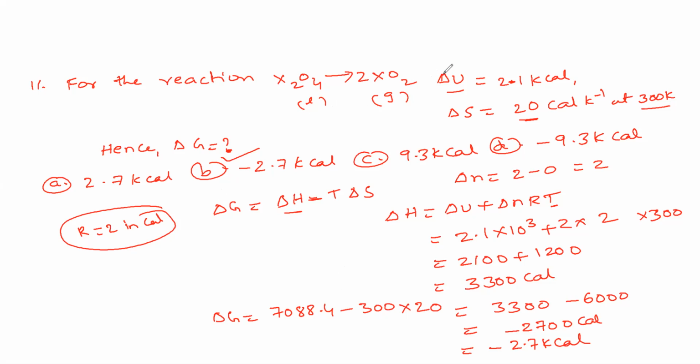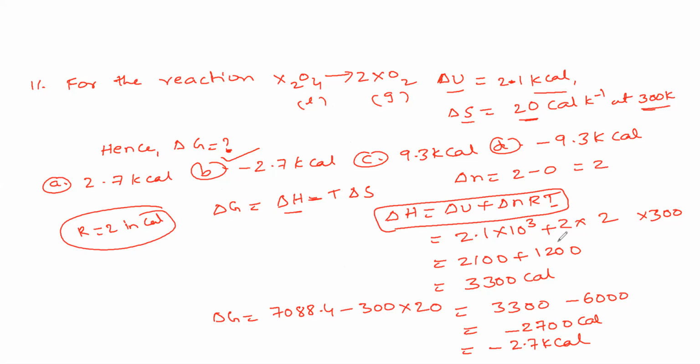Since they have given delta U, we need to find delta S, and they have given delta U and delta S and 300 kelvins. So straight away we can find delta H by using the formula delta H is equal to delta U plus delta nRT. Since delta n is equal to 2 minus 0, it is 2. So delta U is 2.1 into 10 to the power of 3 because kilocalories they have given. I thought it is kilojoules. That's why we have got a mistake. So you have to carefully see the units.